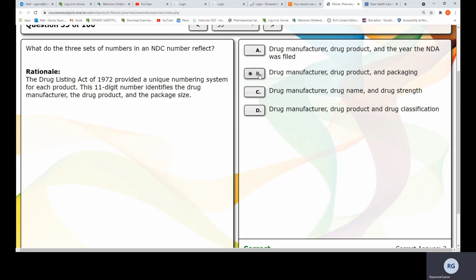The Drug Listing Act of 1972. So you might want to reference that back and look at that. The Drug Listing Act of 1972 provided a unit number system for each product. This 11-digit number identifies the drug manufacturer, drug product, and the package size.